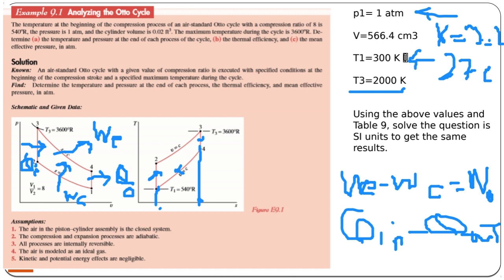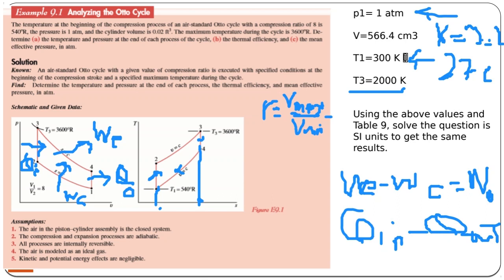The problem is given with IP units. I have the solution in SI units. So let's take a look at some other data. The compression ratio is 8. So R, which is Vmax over Vmin, is given as 8.